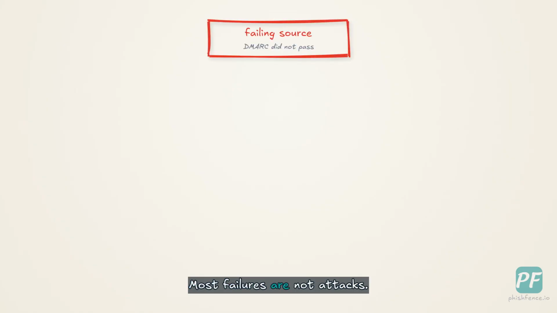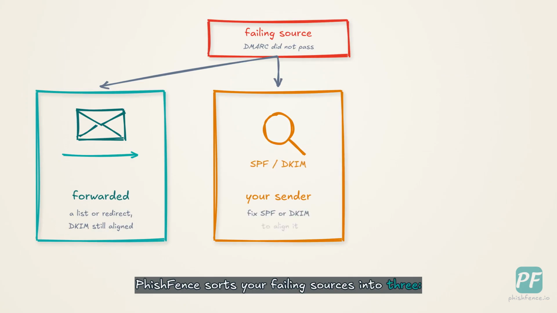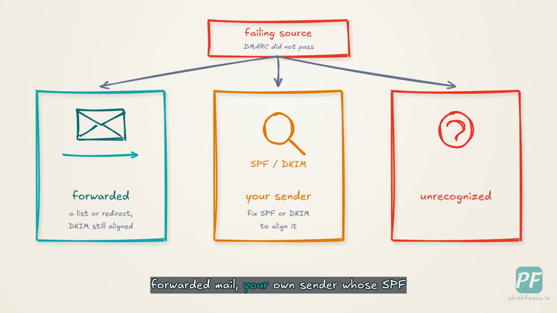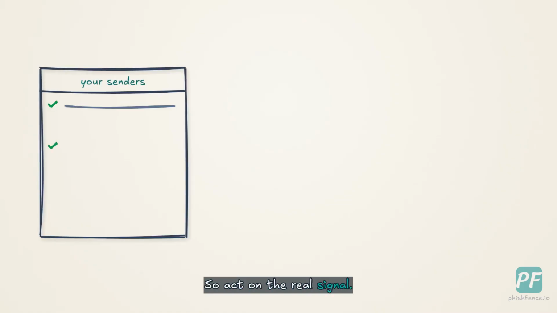Most failures are not attacks. PhishFence sorts your failing sources into three: forwarded mail, your own sender whose SPF or DKIM needs aligning, and senders it does not recognize. So act on the real signal.